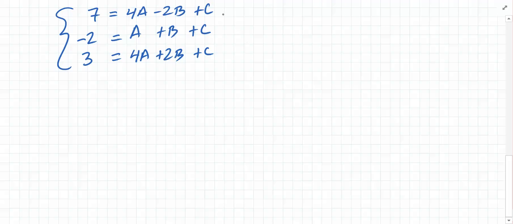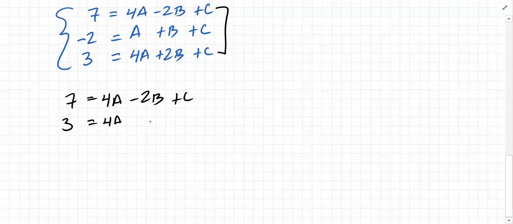In order to do that, I'm just going to actually subtract the 2. Watch this. 7 equals 4a minus 2b plus c, right? I'm going to eliminate c from these 2. Oh, there we go. 3 equals 4a plus 2b plus c. And I'm just going to subtract them. Let's see here. 7 minus 3, how much is that? 4, very good. Equals 4a minus 4a.